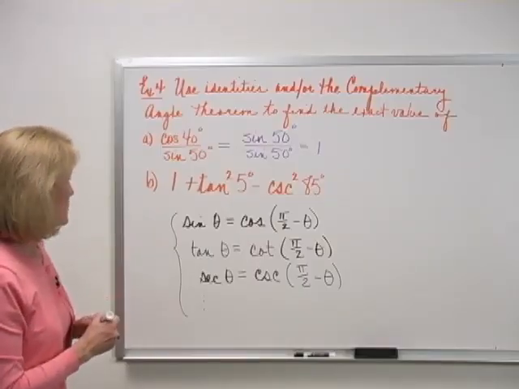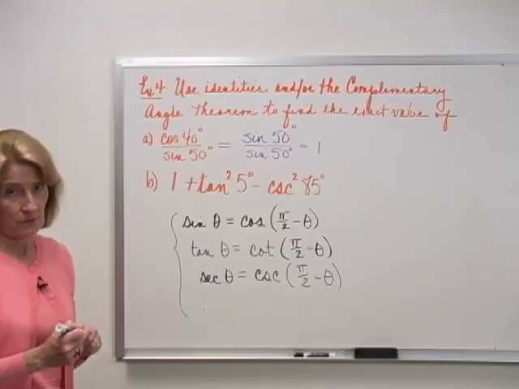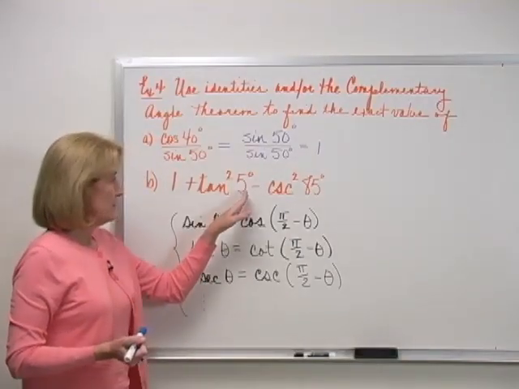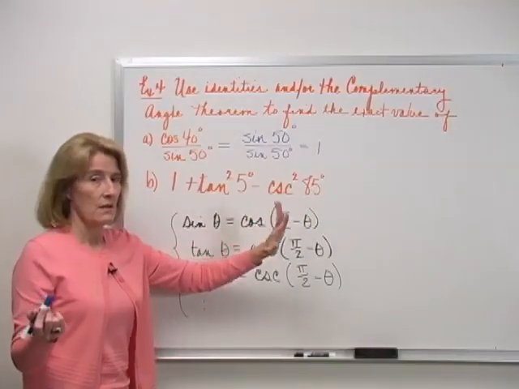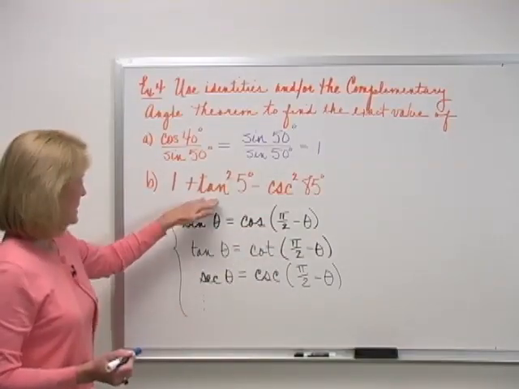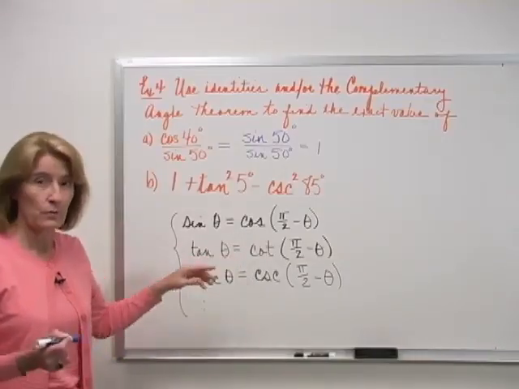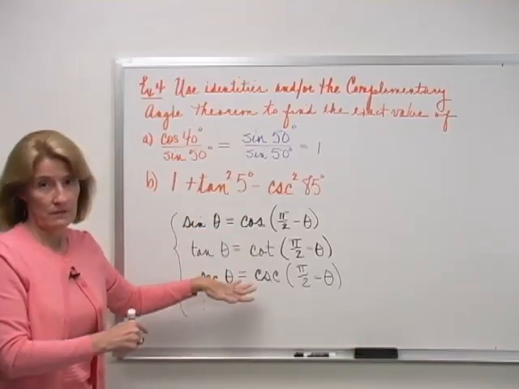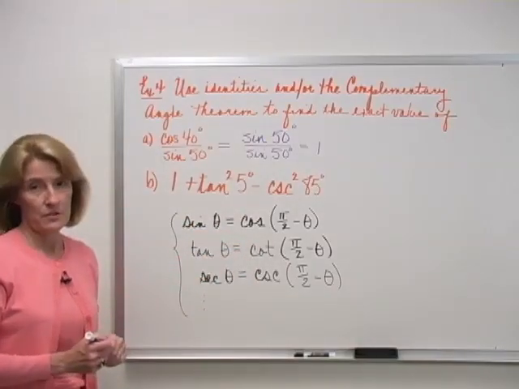1 plus the tangent squared of 5 degrees minus the cosecant squared of 85 degrees. Okay, what hits you first? Well, maybe it's the fact that 5 degrees and 85 degrees are complementary angles. So we know somewhere we're going to use one of these. But we have tangent and cosecant, and none of this is going to be direct. So what we're going to have to do is find an identity, rewrite some of this, then use one of these complementary angle expressions.